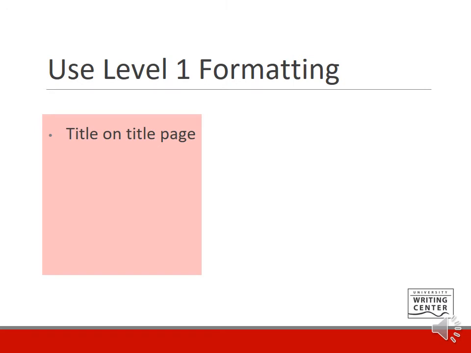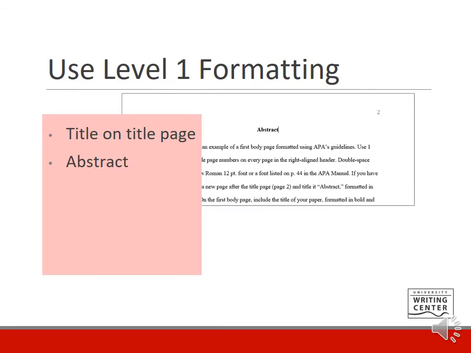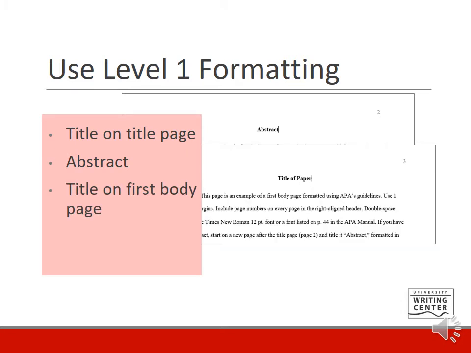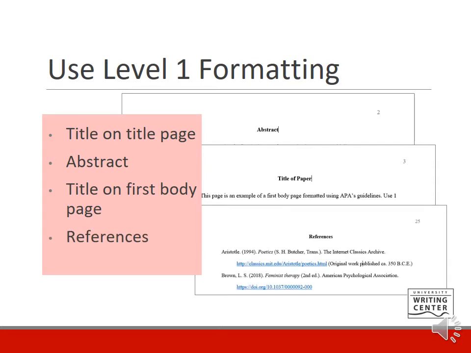I also want to point out 4 important places that essentially use a Level 1 heading format of bold, centered, and title case, which is a change from 6th edition. I already showed you on both title pages where the title is formatted like a Level 1 heading. In addition, use this formatting for the label for abstract on the abstract page, the title of the paper on the first body page, and the label of references for the references page.